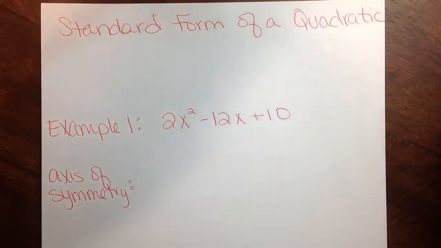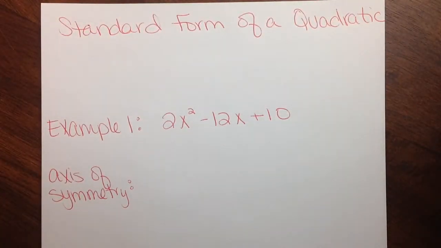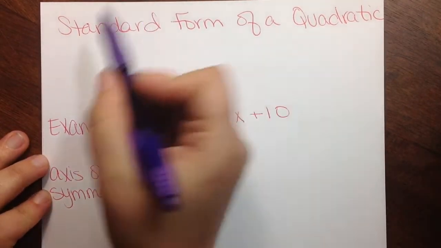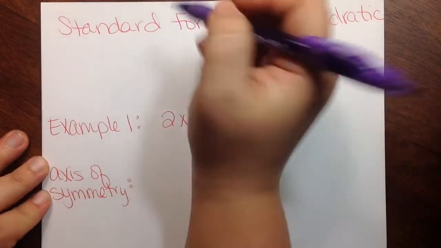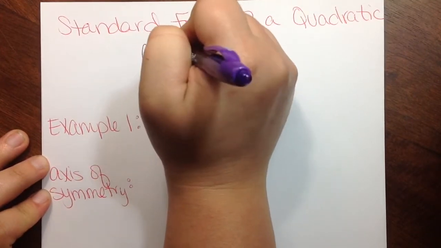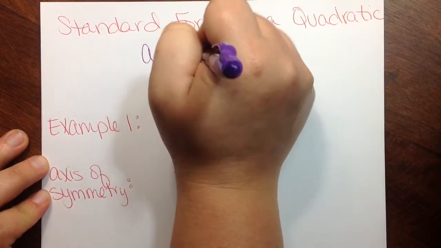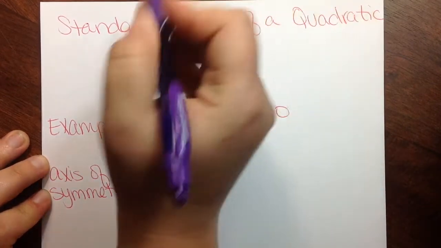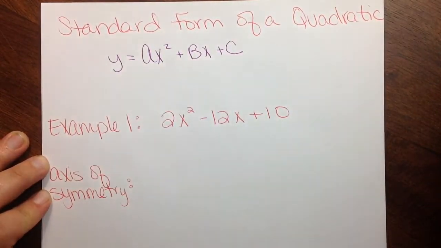Today we're going to go over standard form of quadratics. This is kind of what we did in class. The first thing you're going to have to know to find the axis of symmetry and the vertex is actually what the standard form of a quadratic is. Standard form of a quadratic is ax squared plus bx plus c, and the whole thing is equal to y.